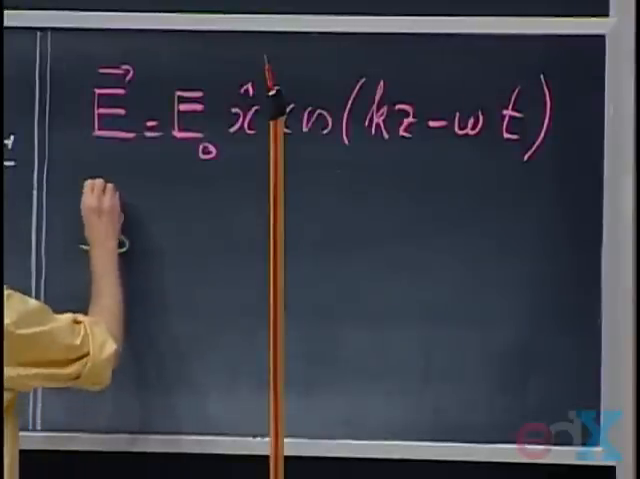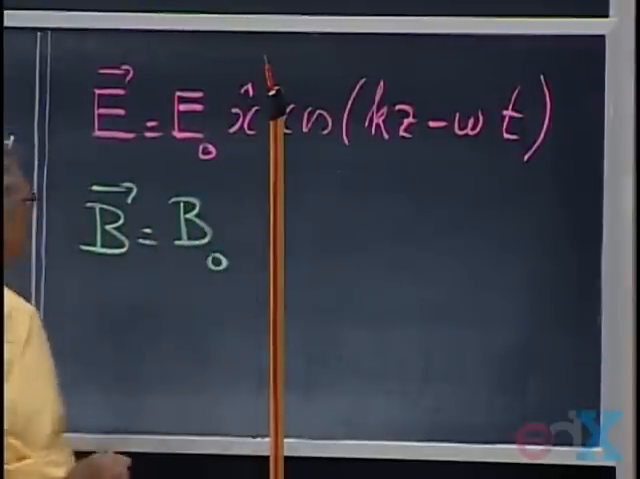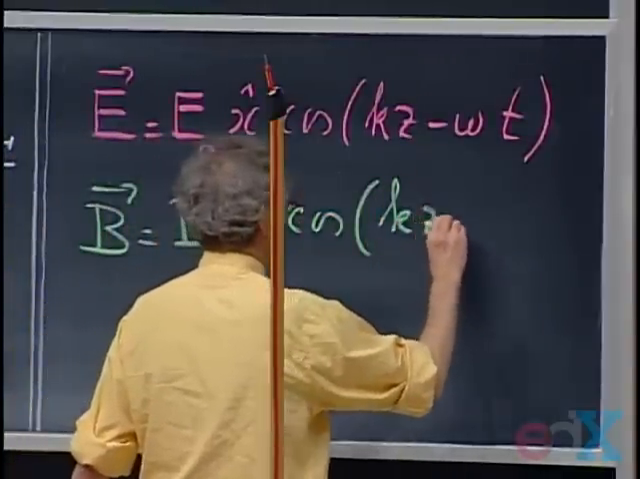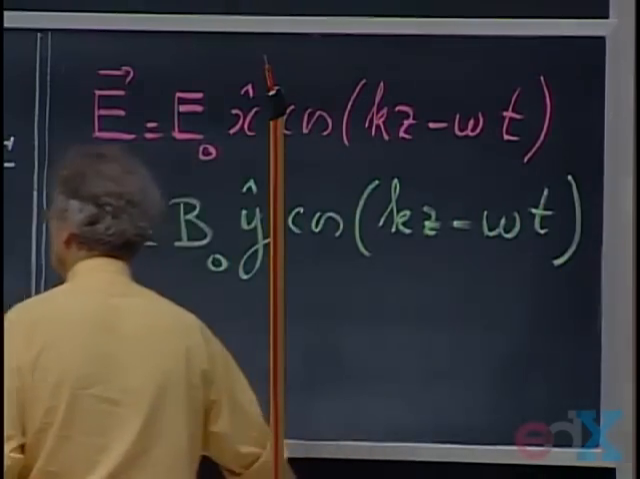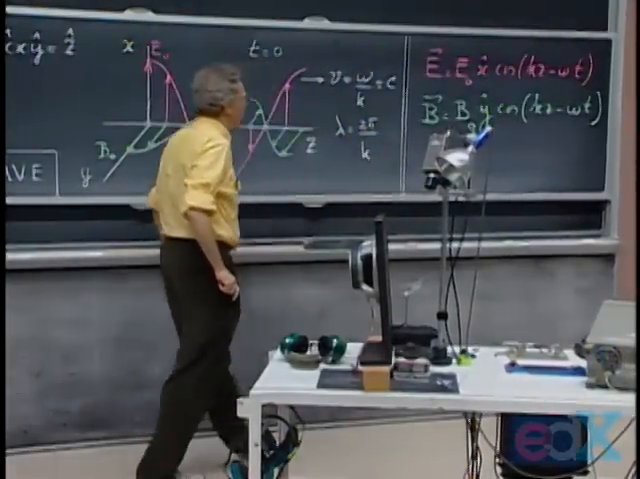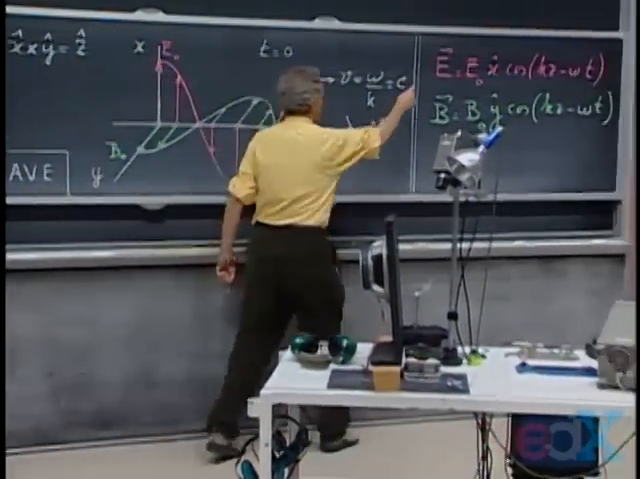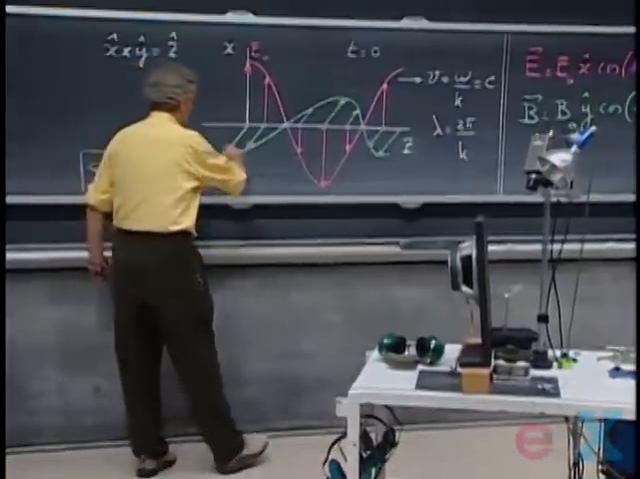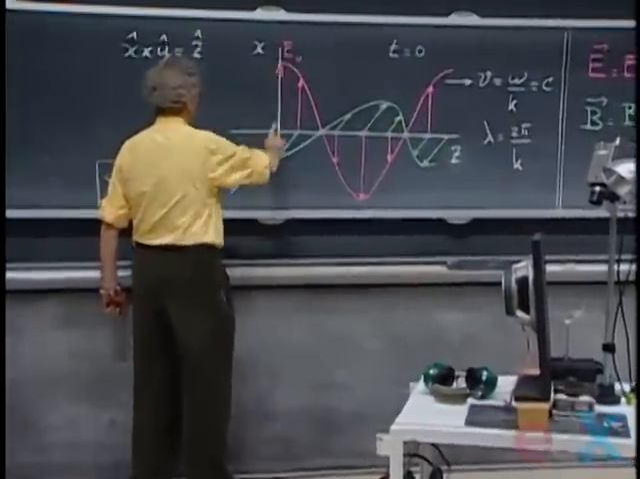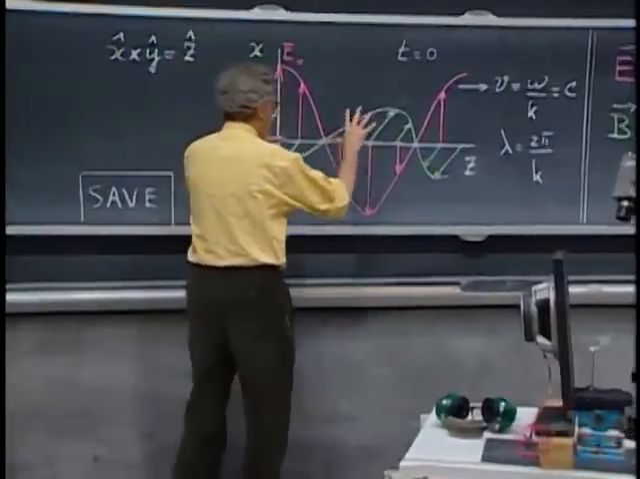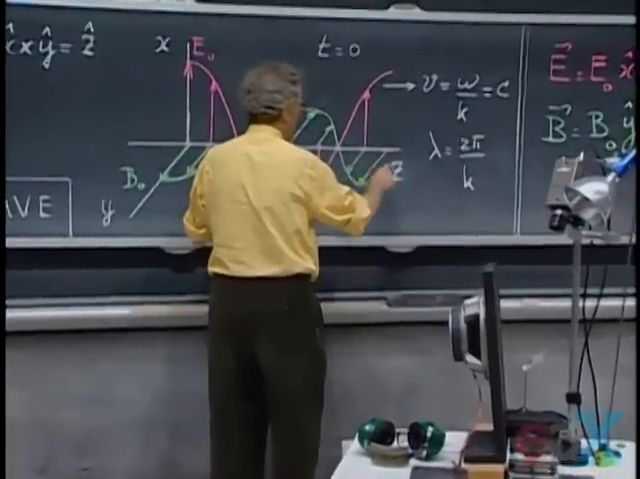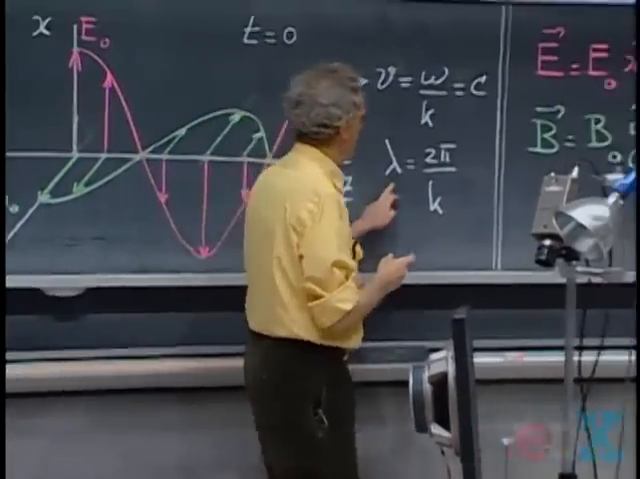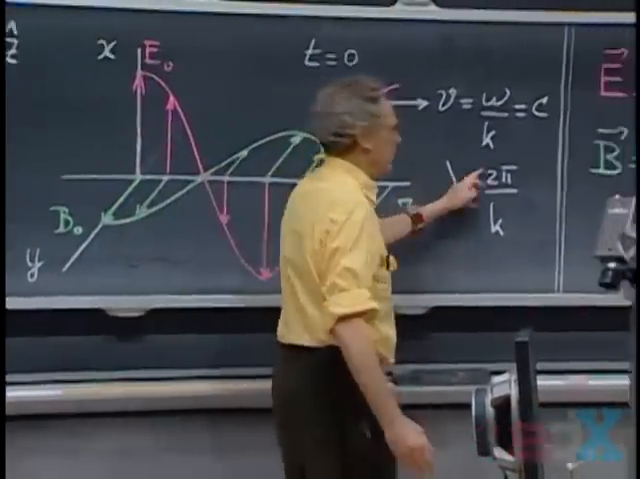B, the associated magnetic field, is B zero, only in the y direction, with exactly the same cosine kz minus omega t term. So if I plot this at time t equals zero, then you see this curve right here. And you see the magnetic field curve here. The magnetic field is only in the y direction, and the electric field is only in the x direction. And this is a package that together moves in the direction of plus z with this speed, which is omega divided by k. And the wavelength from here to here is then 2 pi divided by k.